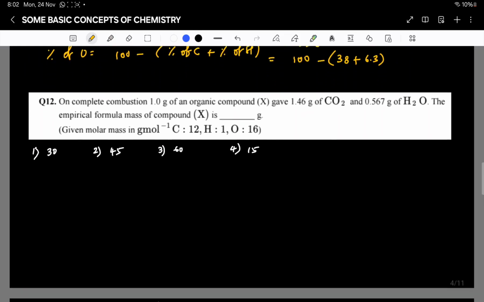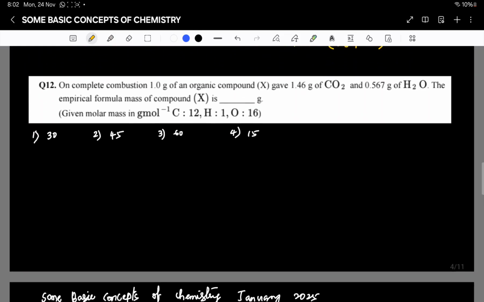Right, next. On complete combustion, 1.0 grams of an organic compound X gave 1.46 grams of CO2 and 0.567 grams of H2O. The empirical formula of the compound is asked, student. So here also we will do the same thing, student. So we will find the percentage of carbon.